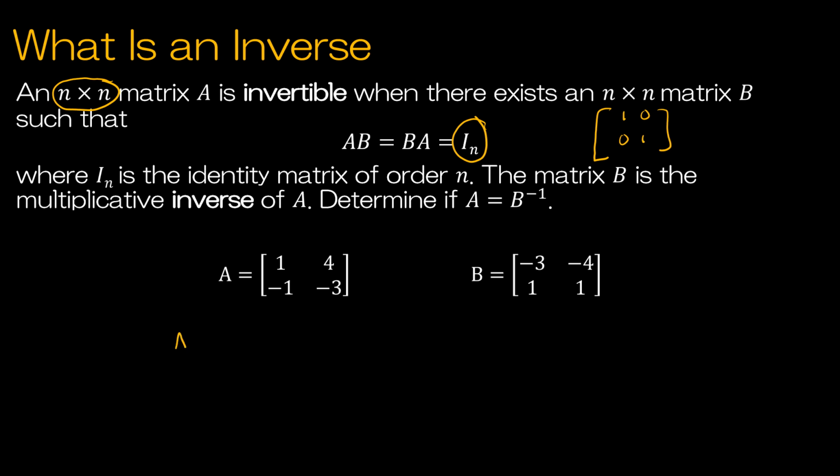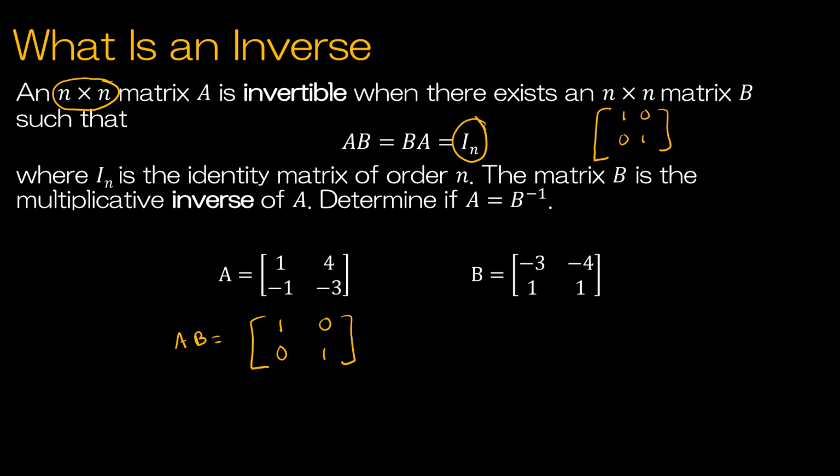So let's take a look. A times B, I'm going to take 1, 4 and multiply. -3 plus 4 is 1. -4 plus 4 is 0. Now take the next row, -1, -3, and I get positive 3 plus -3, which is 0, and positive 4 plus -3, which is positive 1.